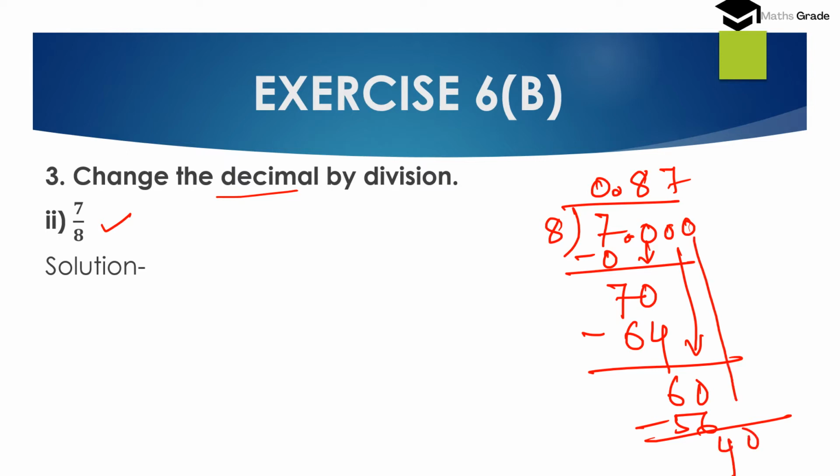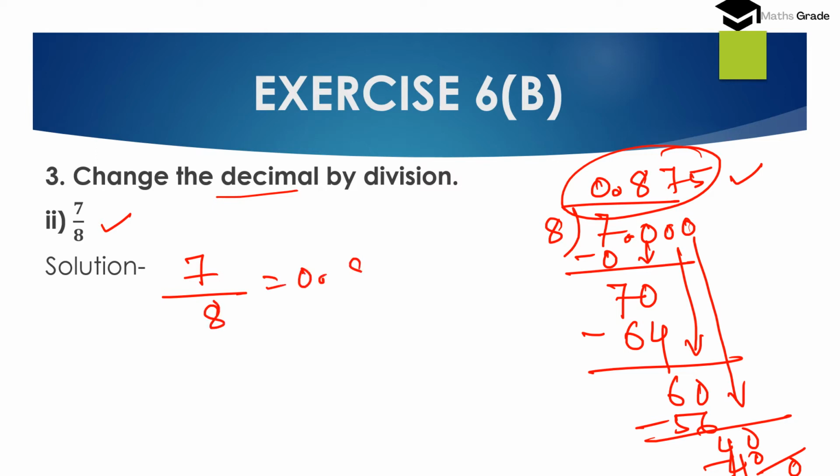Now write this 0, 40. Now in the table of 8, 8 5s are 40. Now 40 minus 40 is 0. So 7 divided by 8 is 0.875. And 0.875 is the decimal form of the fraction 7 divided by 8. So 0.875 is the answer.